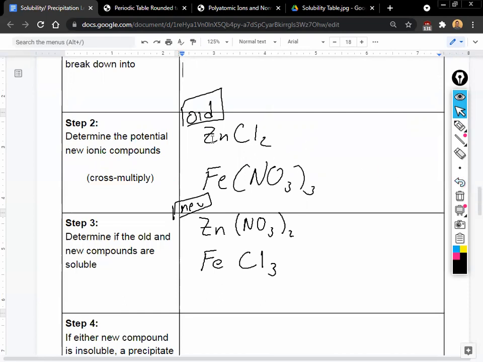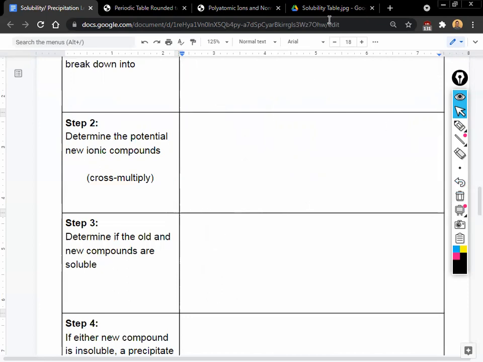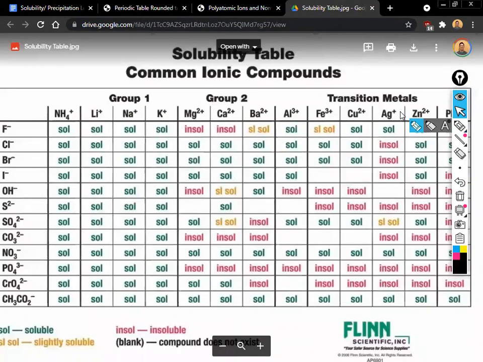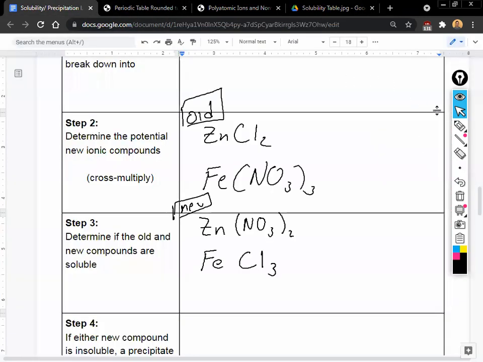So let's start with the first one, ZnCl2. We're going to go to the table and look for Zn. Zn is right here, zinc. And if we mix it with Cl, is it going to be soluble or insoluble? Yeah, soluble. Zn is right here, Cl is right here. They meet and it's soluble. So we're just going to write that ZnCl2 is going to be soluble.